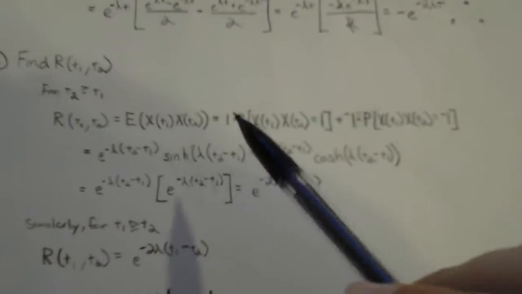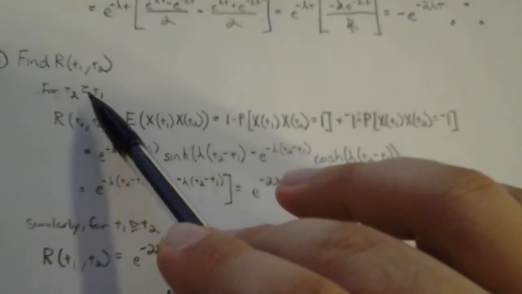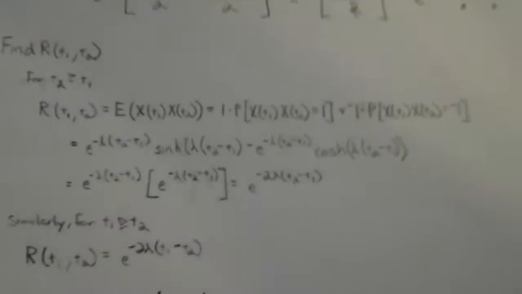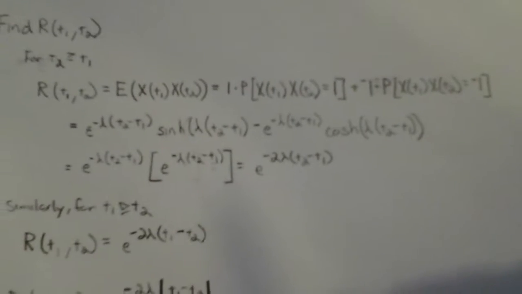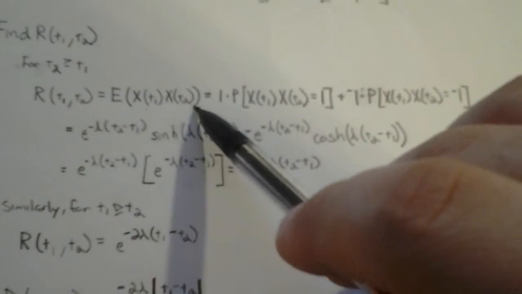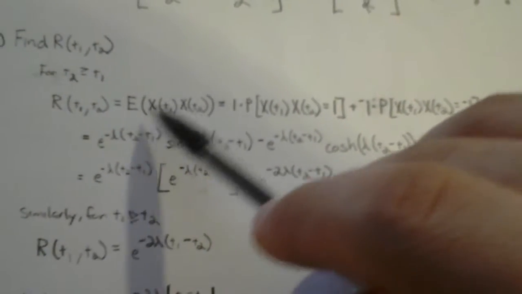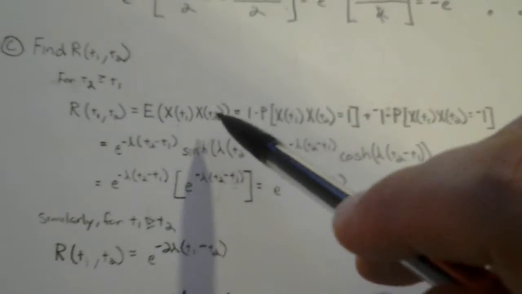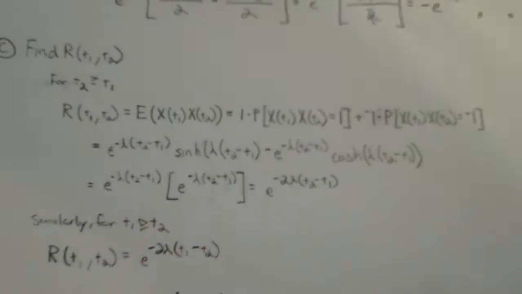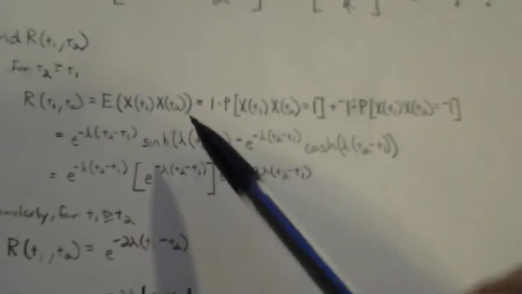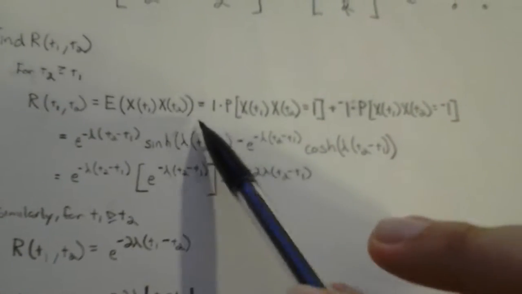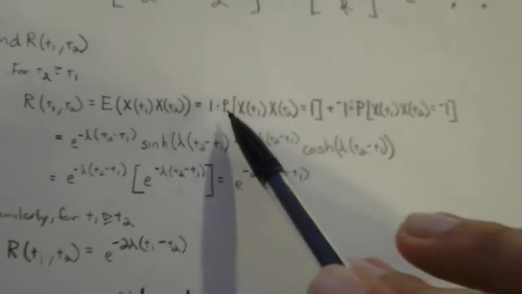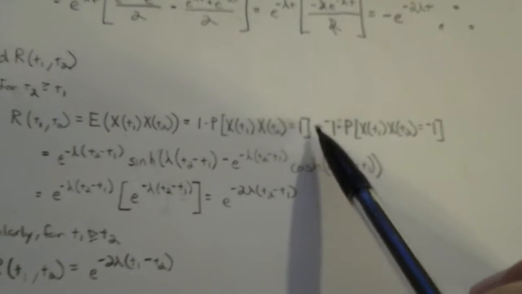I didn't write it fully out, but let's just start with t2 being greater than or equal to t1. By definition, it's going to be the product of our x variable in terms of t1 times our x term in terms of t2. That's the definition of our autocorrelation. So basically, if we break this down, this ends up just being the probability, because we can actually show this.